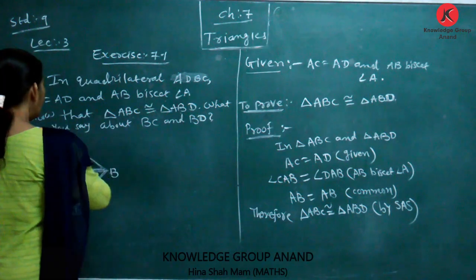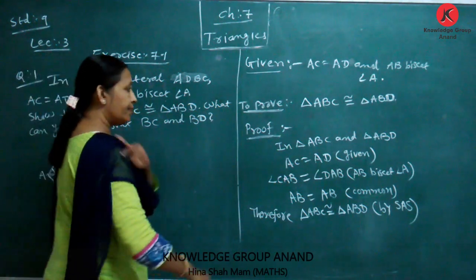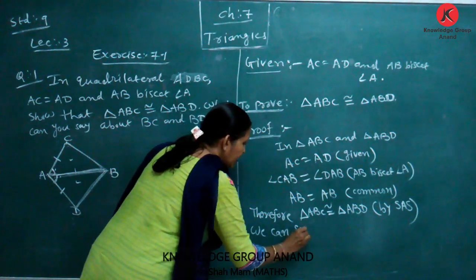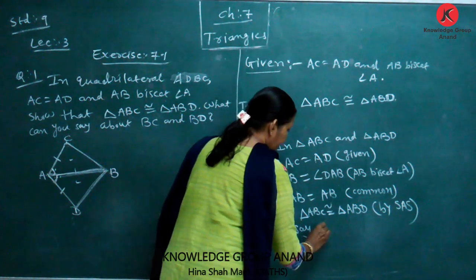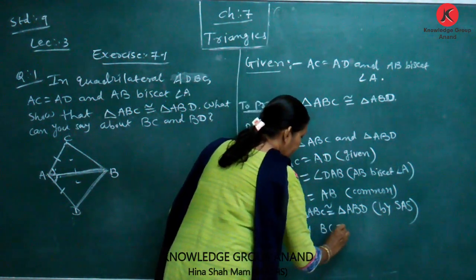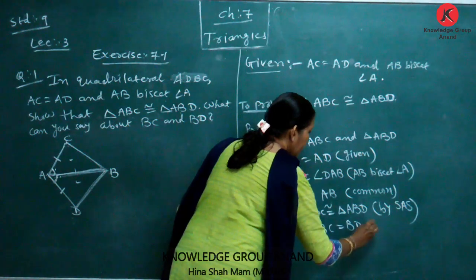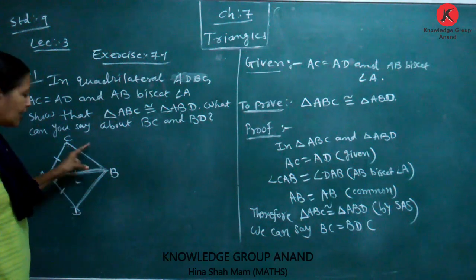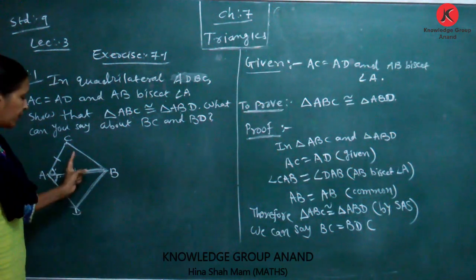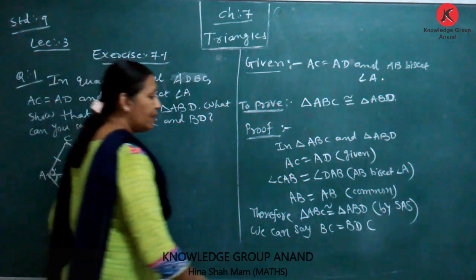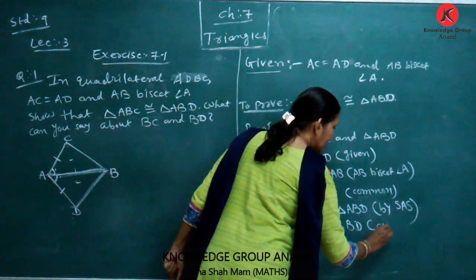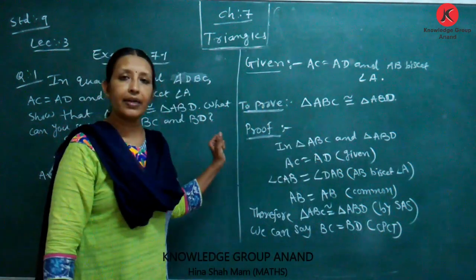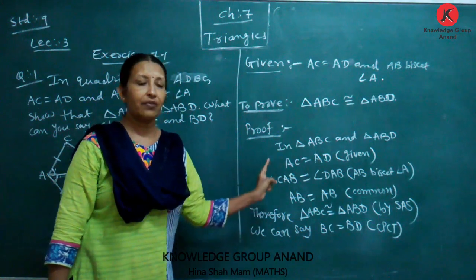And what can you say about BC and BD? We can say BC is equal to BD. How do we say that BC is equal to BD? Because they are corresponding parts of congruent triangles. Then we write here by CPCT, corresponding parts of congruent triangles. Here our question 1 continues.